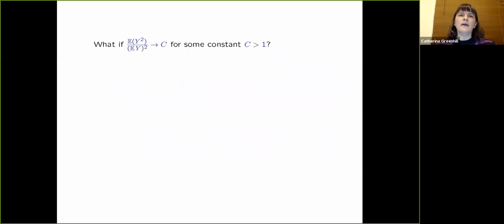Okay, but what if this ratio, the second moment to the square of the first moment, tends to some constant c, which is strictly bigger than 1? Then you're not going to get that the probability that Y is positive tends to 1. The second moment method is not strong enough for what we want to prove.